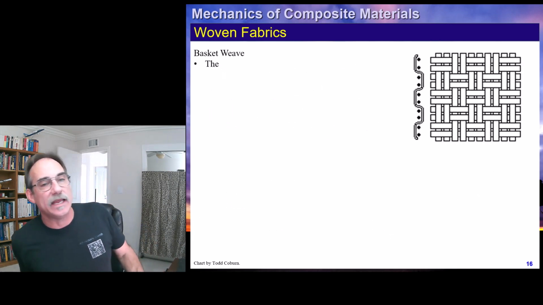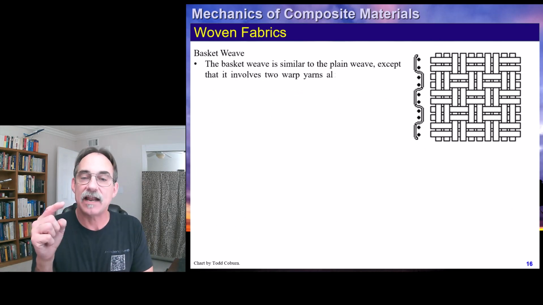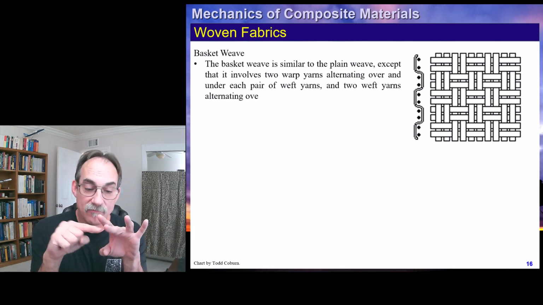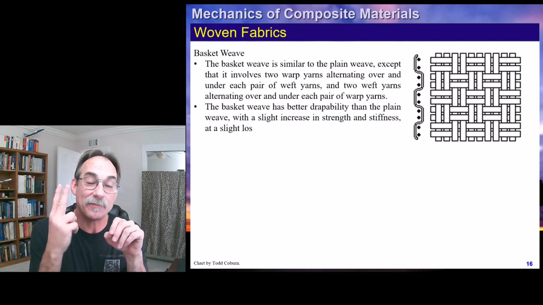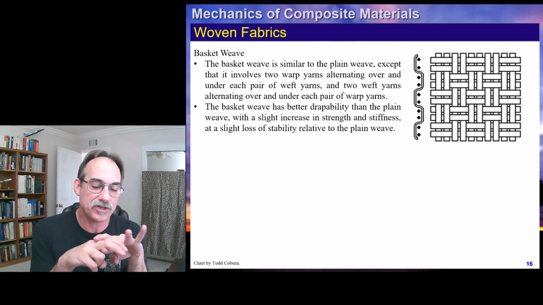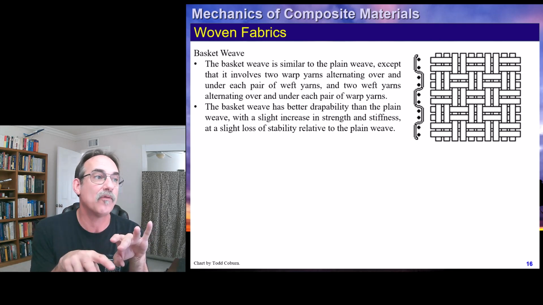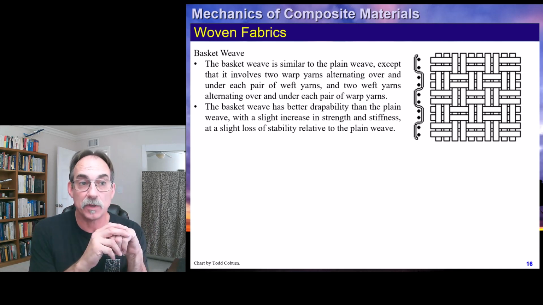The basket weave is where, remember with the plain weave it was one fiber going over, under. The basket weave is almost identical, except now we're going to have two fibers going over two, under two, and in the other direction too, over two, under two. And that's how this one looks.